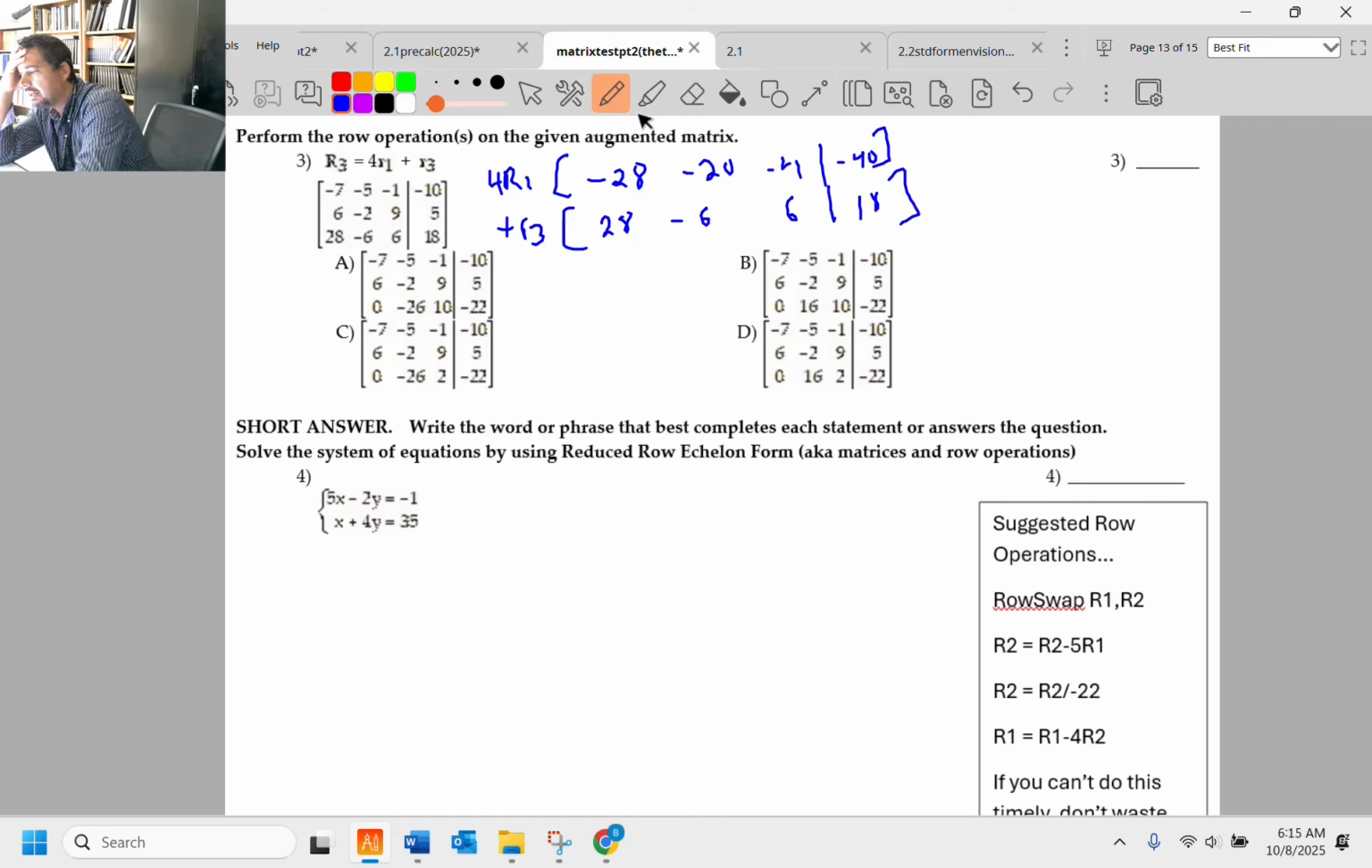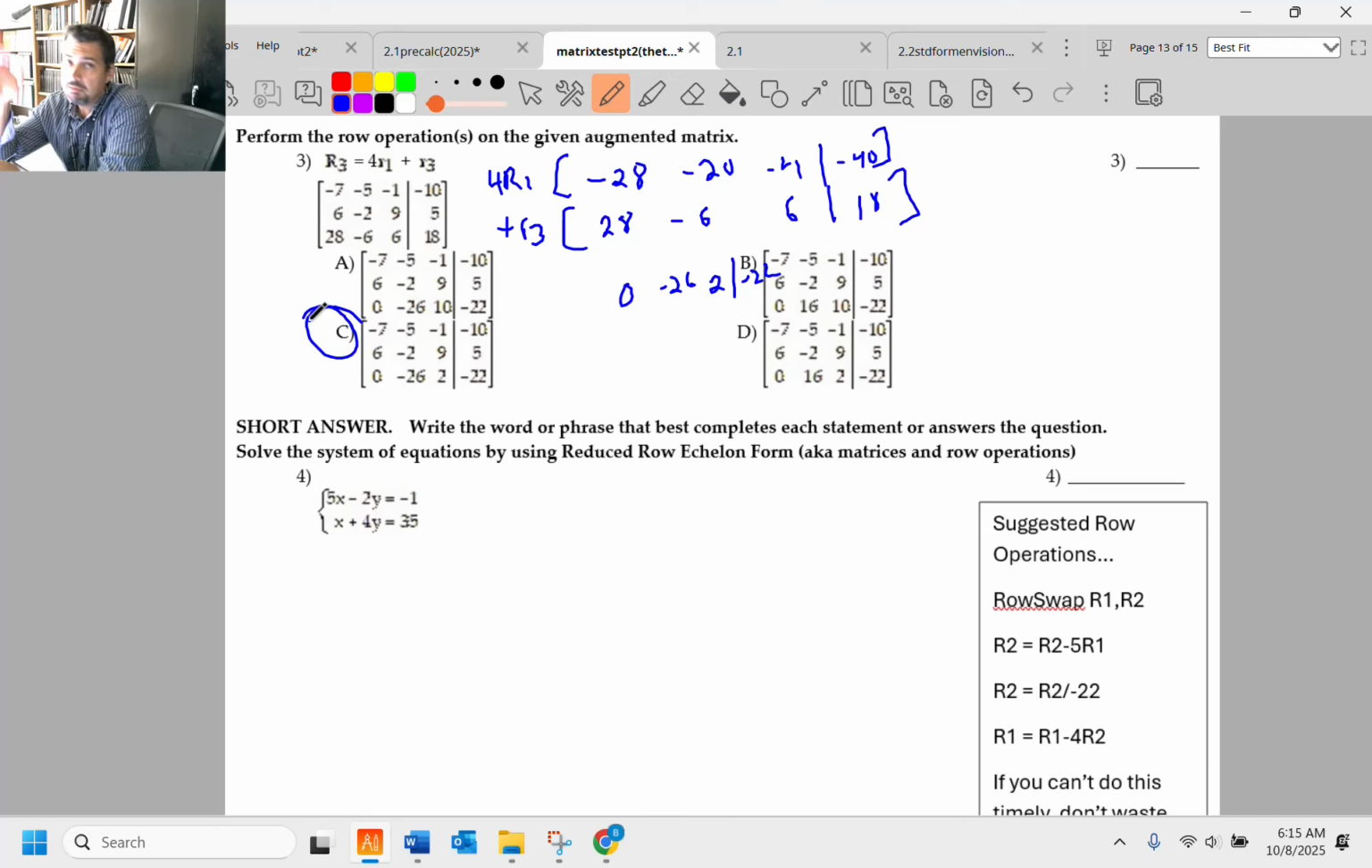The mistakes that I saw tend to be made right here. A lot of kids thought -20 and -6 made 16. It never has. It never will. -20 plus -6 is -26. And of course, -28 and 28 is 0. And -4 and 6 makes 2. And -40 and 18 makes what? -22? So I'm looking for a row 3 that looks like this. And it's this one right here. Choice C.